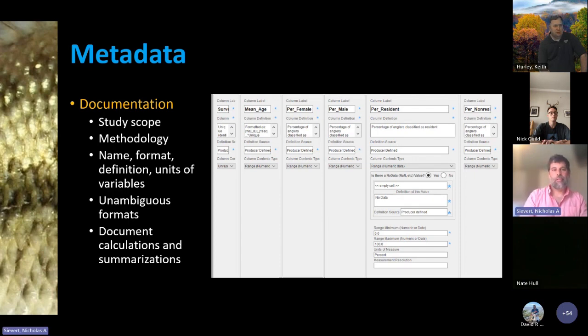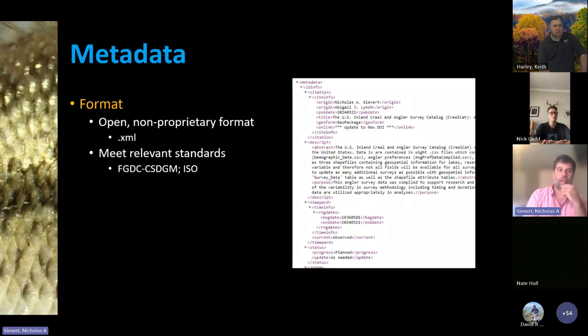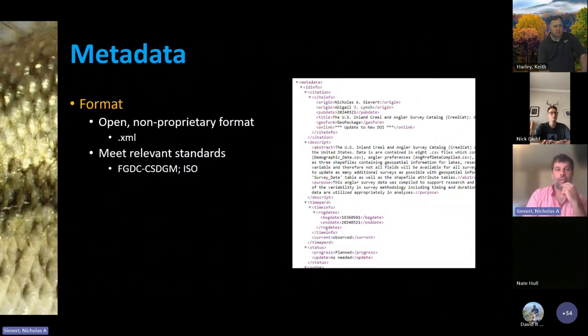And finally, you want to definitely store that metadata in an open, non-proprietary format, so something like an XML file. And metadata has a lot of great standards that you can make sure your metadata conform to. So I'd recommend investigating a set of standards and trying to use those. There's a lot of great resources for doing that.